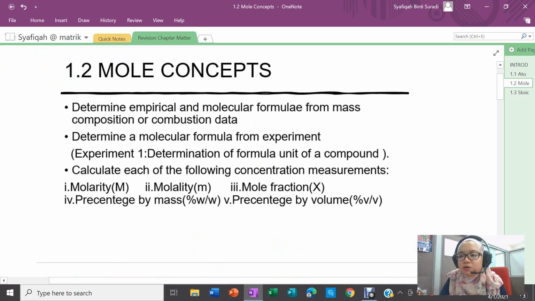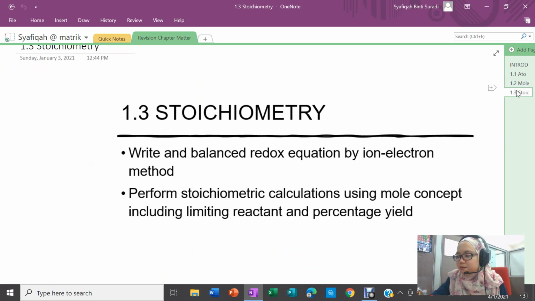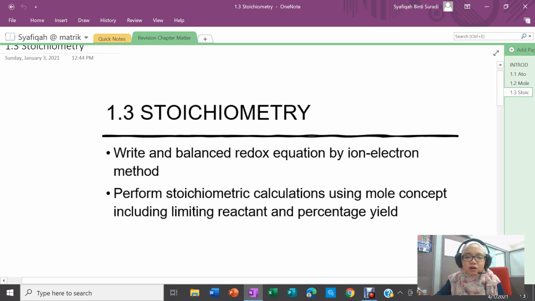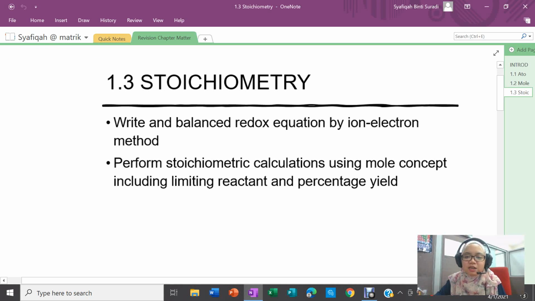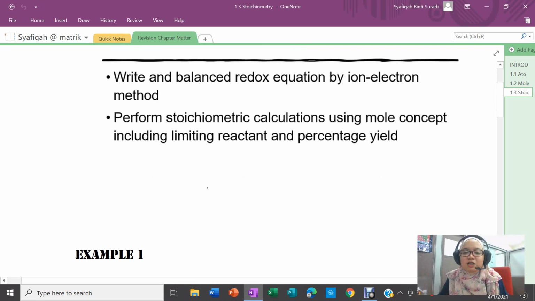Okay. So now we are going to look at 1.3. Untuk 1.3 ni pun dia agak panjang juga. So kita tengok. The learning outcome that we are going to emphasize here is you have to know how to write and balance the redox equation by ion electron method, and then you have to know how to perform stoichiometric calculation using the mole concept including limiting reactant and percentage yield. Okay, stoichiometric calculation. Benda biasa. Tapi masih ada yang salah kalau buat soalan.